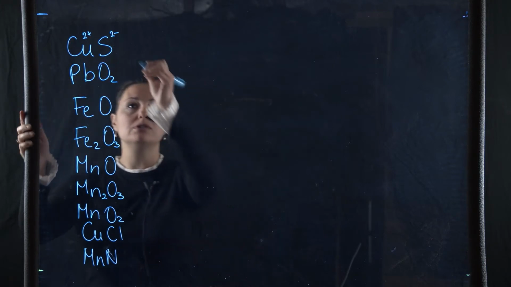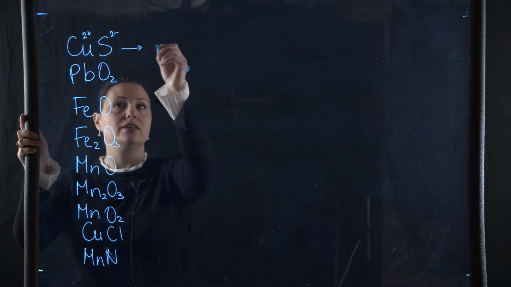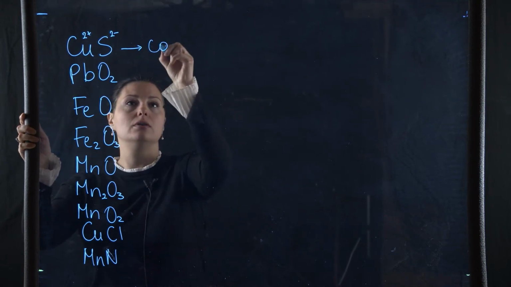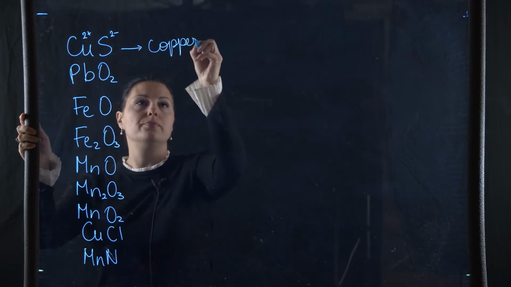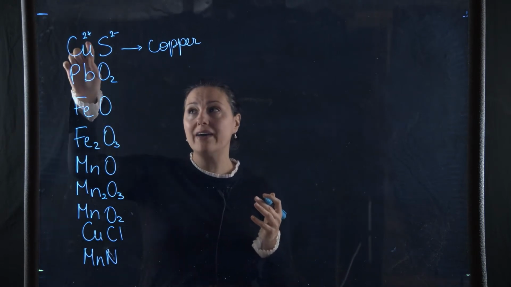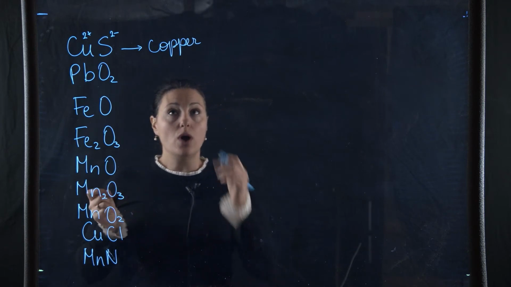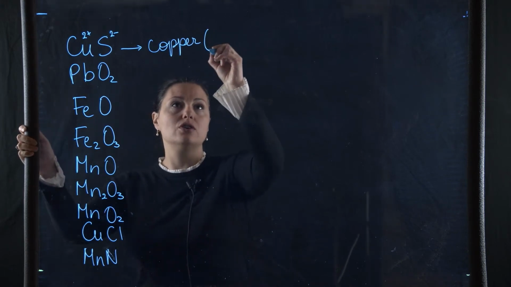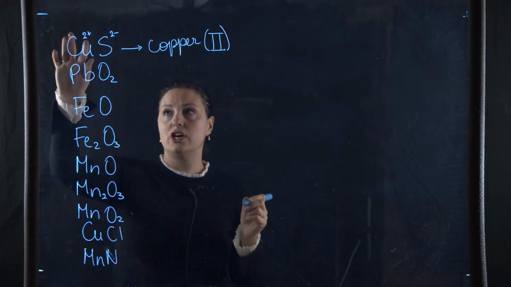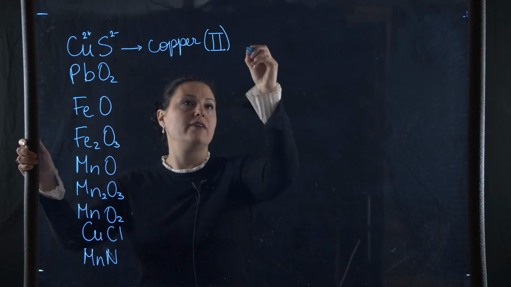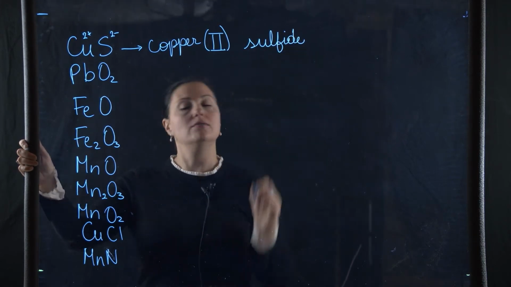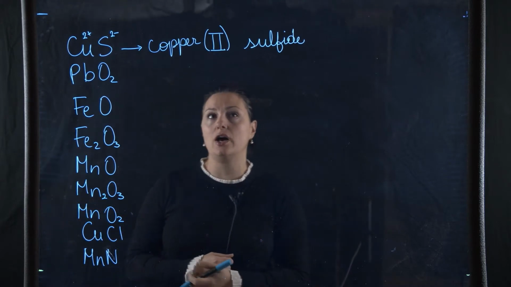So for this copper sulfide, I would start by writing the name of the metal, which is copper. However, because copper can be a +1 or +2, I have to specify the charge on the copper for this molecule. And we determined that it was a 2, so we put a Roman numeral 2 to specify the charge 2+, and then we write sulfide just like we would for a regular ionic compound.